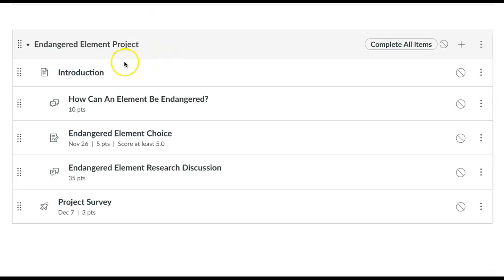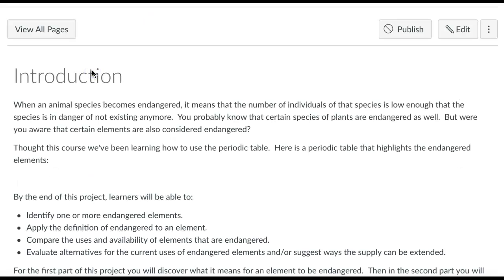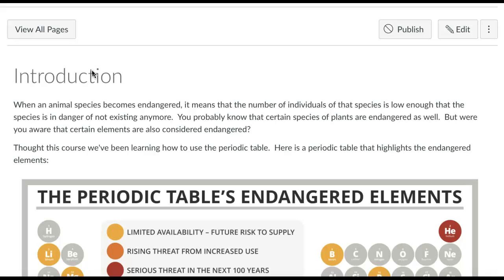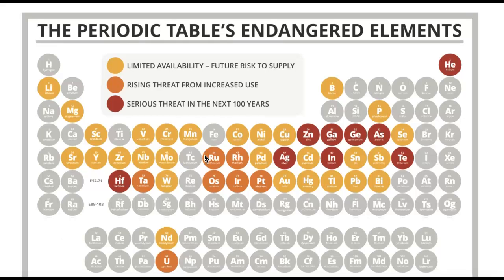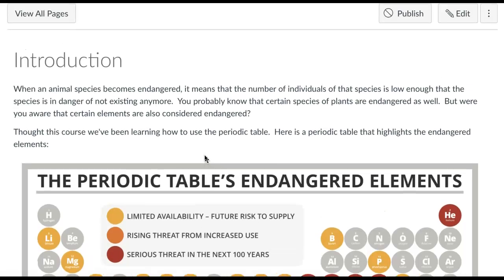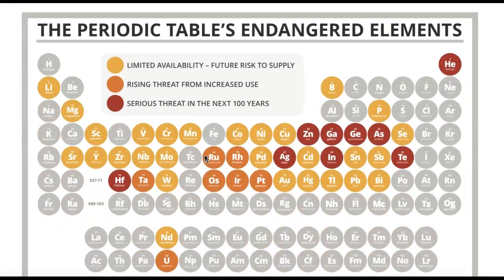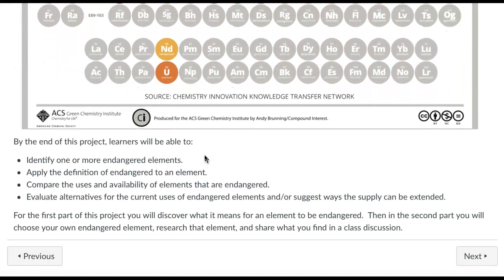So the students will start with an introduction, and it'll explain what it means to be endangered, and then the fact that there are some elements on the periodic table that can be considered endangered. So this is a page that I created for the introduction, and it has the learning objectives, and then it just gives a brief explanation of what they're going to be doing.